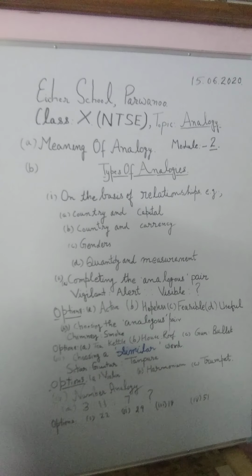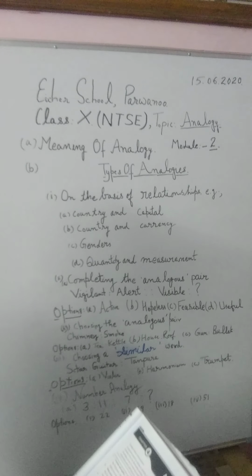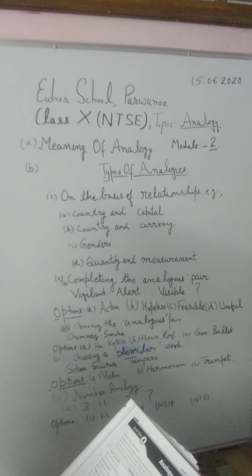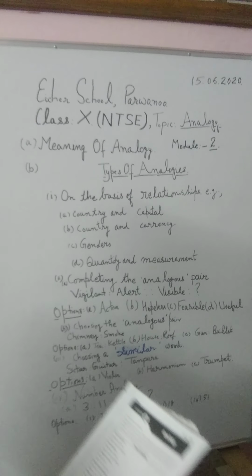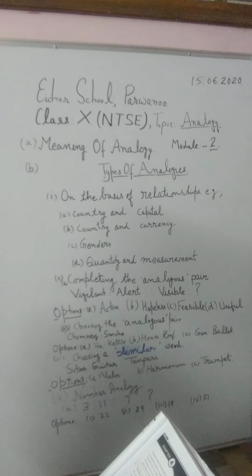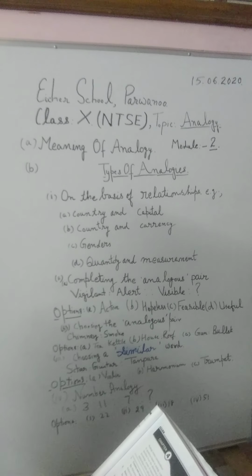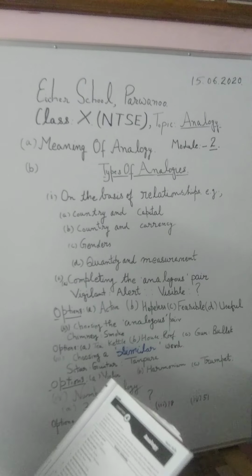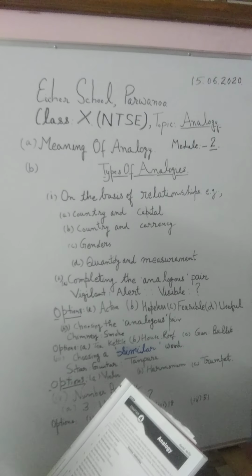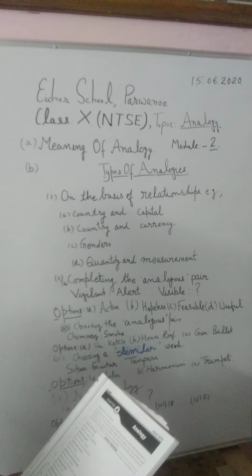Now, number one, on the basis of relationships, we can draw the different concepts in this way. Number one, country and capital. For example, Afghanistan and Kabul. Afghanistan is the country and Kabul is the capital of Afghanistan. Number two, country and currency. For example, India and rupee. Rupee is the currency of India.